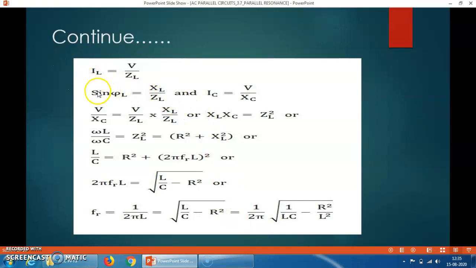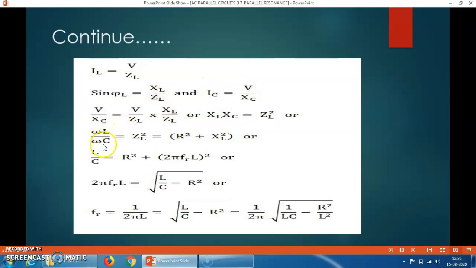So only substituting the value, IC equal to V upon XC is equal to IL, which is V upon ZL into sin phi L, equal to XL upon ZL. So V cancels out. Finally you will get ZL square is equal to XL into XC. Now what is the XL? XL is the inductive reactance which is given by omega L. What is the XC? XC is the capacitive reactance which is given by 1 upon omega C.